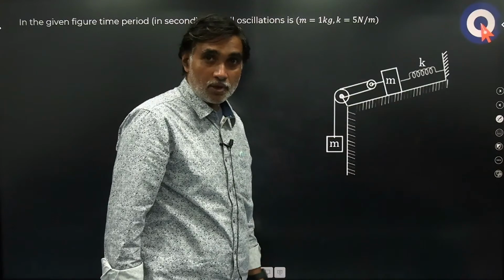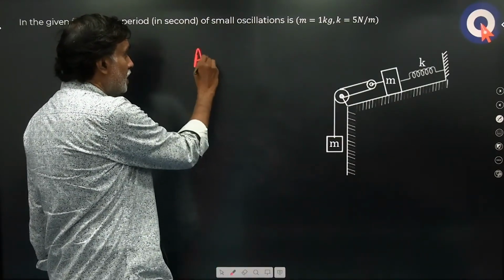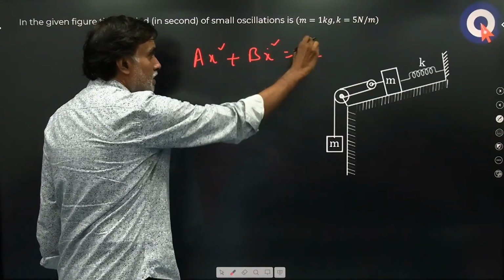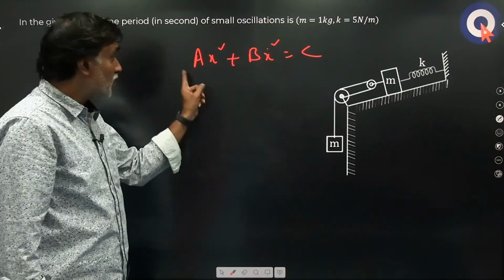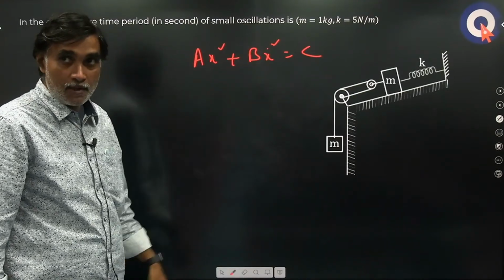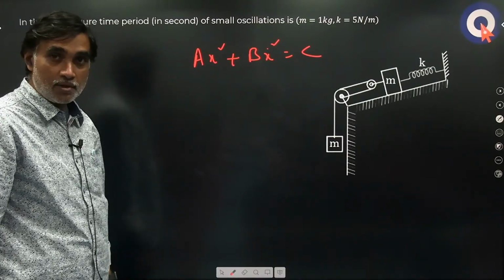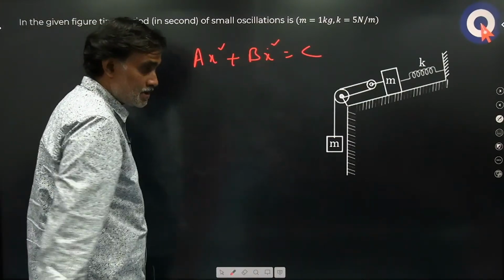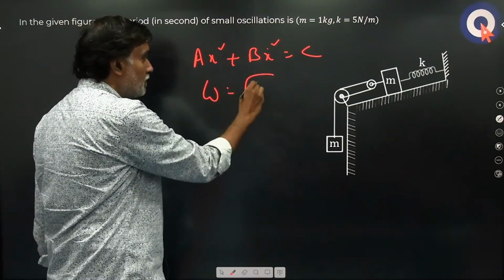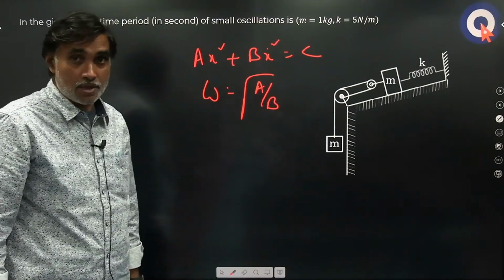We can do it by the energy method, okay. So what is the energy method of SHM? It is a x square plus b x dot square is constant. This is the potential energy term, this is the kinetic energy term, that is dx by dt, that is velocity. This is the total energy of oscillation, total energy of oscillation C, okay. Potential energy plus kinetic energy is equal to total energy. Then what is the angular frequency of oscillation? It is root of a by b, root of the coefficient of x square by the coefficient of x dot square, okay.